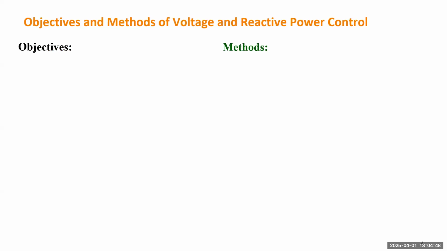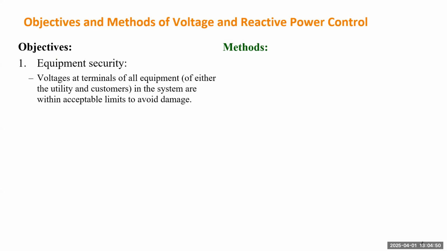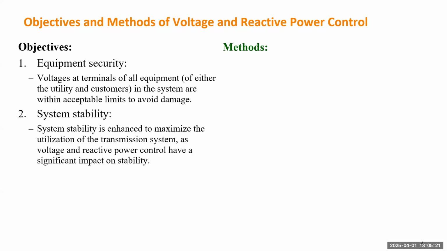So the primary objective of voltage control is definitely to ensure the safety or the healthy condition of equipment, because any electric equipment, when it is connected to the network, has a range of voltages within which it can operate in order to avoid damage. So we have to make sure that at each connecting point of such equipment, the voltage varies within a very narrow range to avoid any damage.